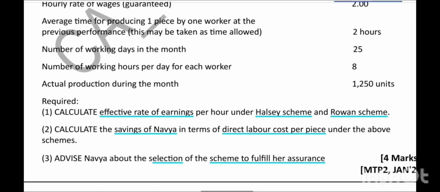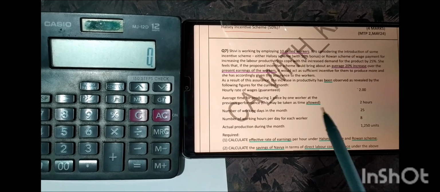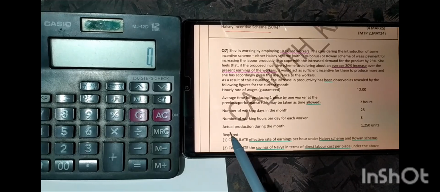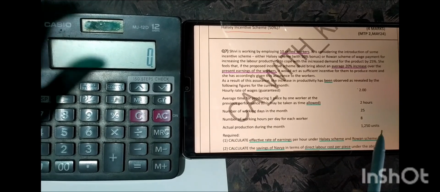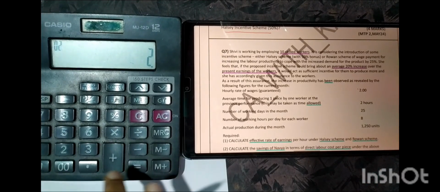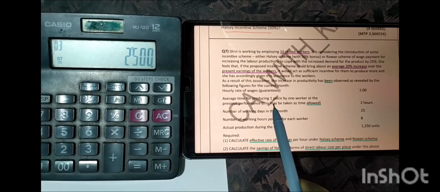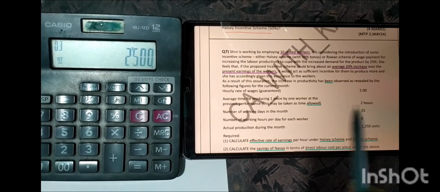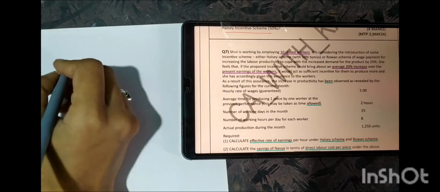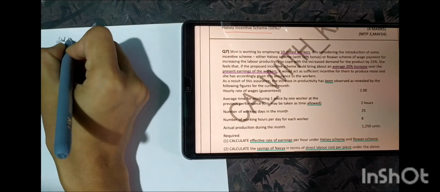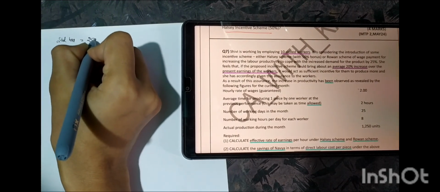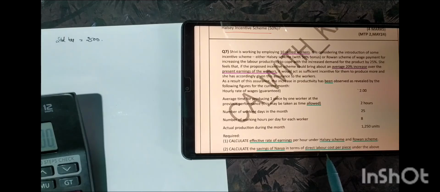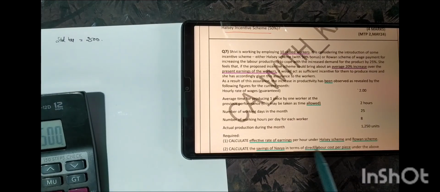So now let's solve this question. The standard time over here: actual production during the month is 1250 units. So 1250 into 2, because the standard time they have given to produce one unit is 2 hours. So 1250 into 2 is 2500. What is 2500? It is standard hours. Okay, standard hours is 2500, and now she'll calculate the effective rate of earnings under Halsey and Rowan.